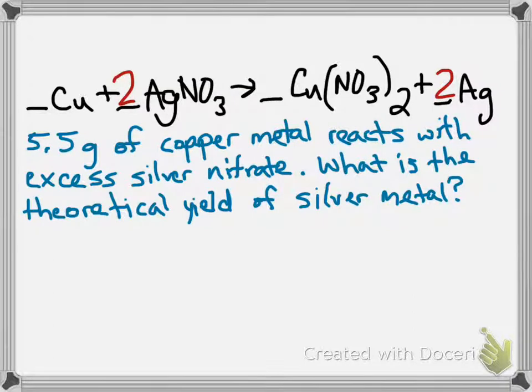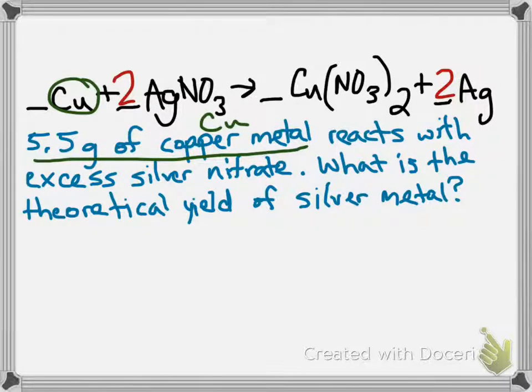So our next task is to figure out our theoretical yield. The question asks, and I'm on C now, 5.5 grams of copper metal reacts with excess silver nitrate. What is the theoretical yield of silver metal? So let's break this down. Our given is 5.5 grams of copper metal. Well, which one of these is copper metal? That would be just the Cu. Okay, so we're looking at just Cu. This is our starting point.